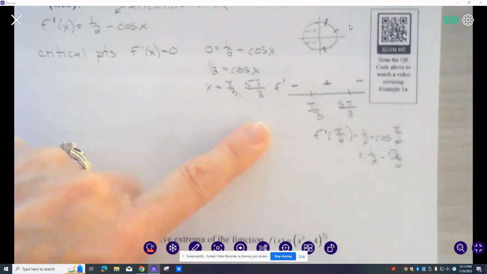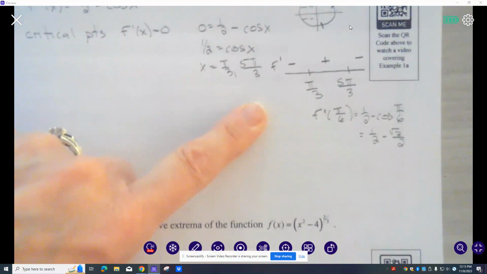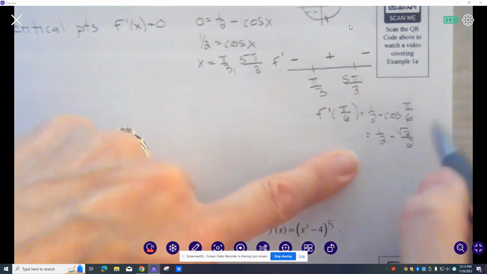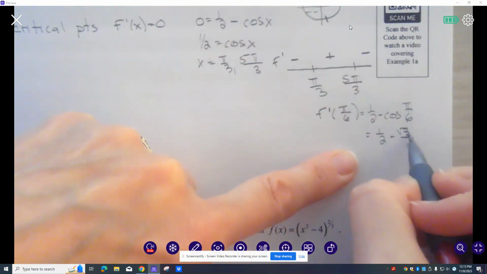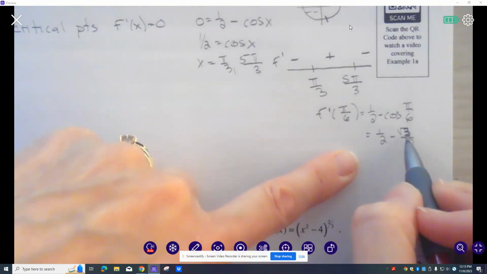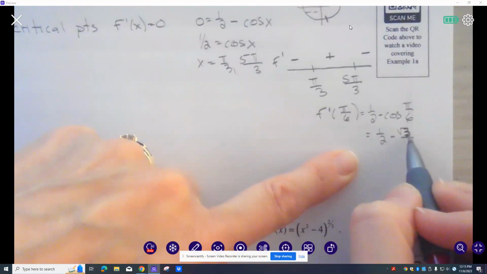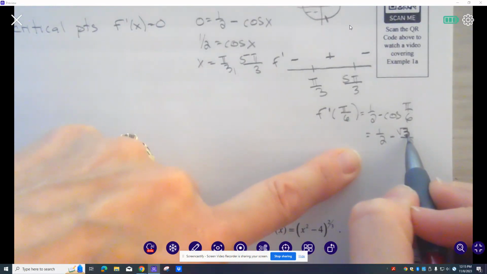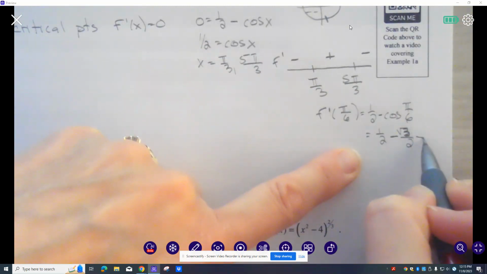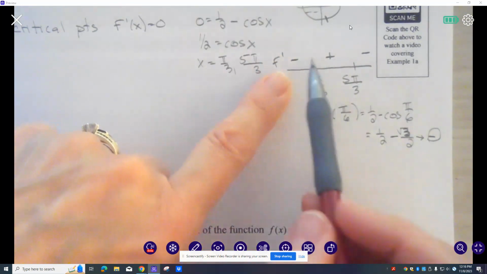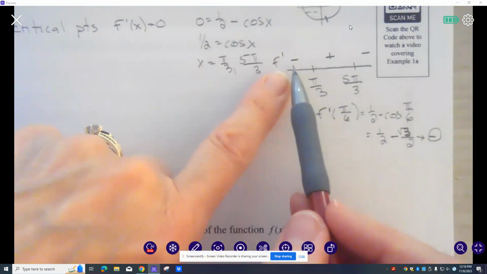Now you don't actually have to do this whole equation here. You just have to think, will this answer be positive or negative? Well, square root of 3 is going to be bigger than 1. It's going to be somewhere between the square root of 1 and the square root of 4. So that would be between 1 and 2. So it's going to be bigger. So this answer is going to be negative. So I just need to know whether it's going to be positive or negative.